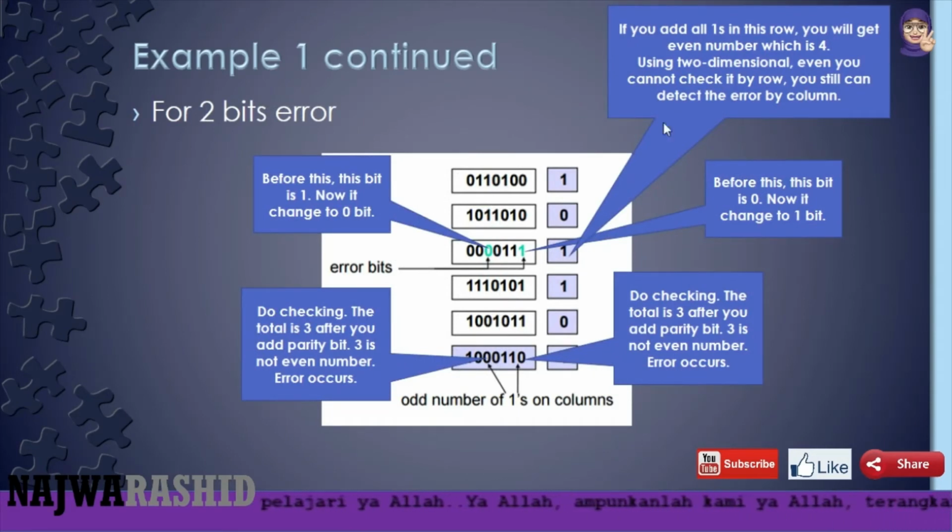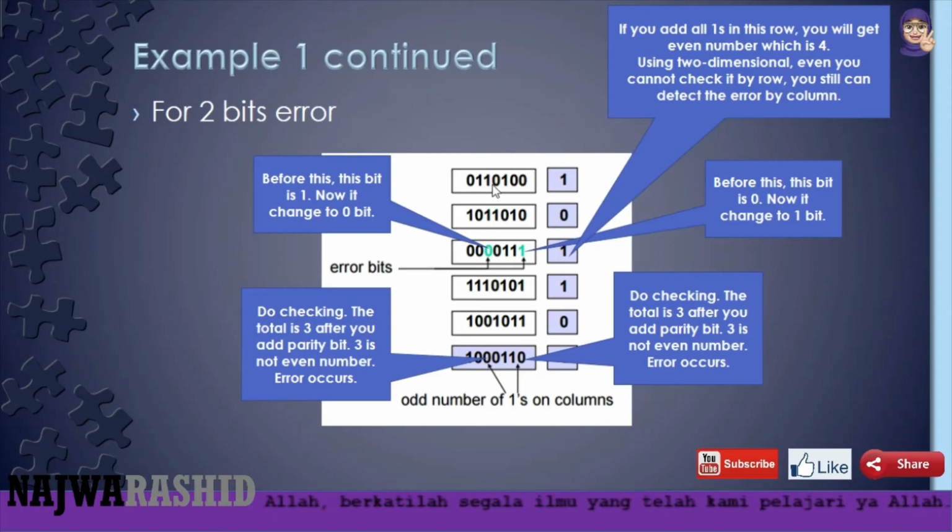Now we use the same data. Previous data is 1, so we change to 0. Previous data is 0, we change to 1. And then we calculate. When we calculate, 1 plus 1 plus 1, 3. 3 plus 1, 4. So this is an even number. Then we also check for the column side. So 1 plus 1 plus 1 equal to 3. 3 plus 0 is not an even number. There is an error here.